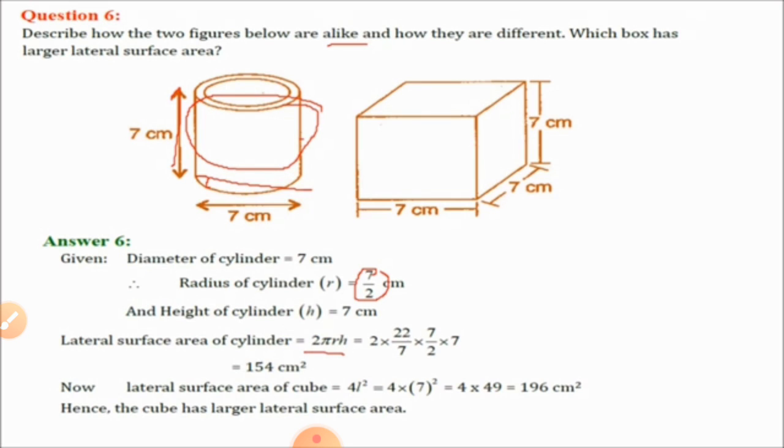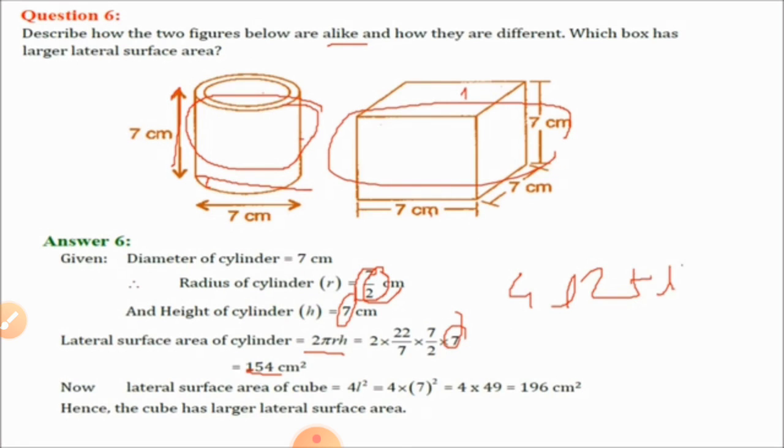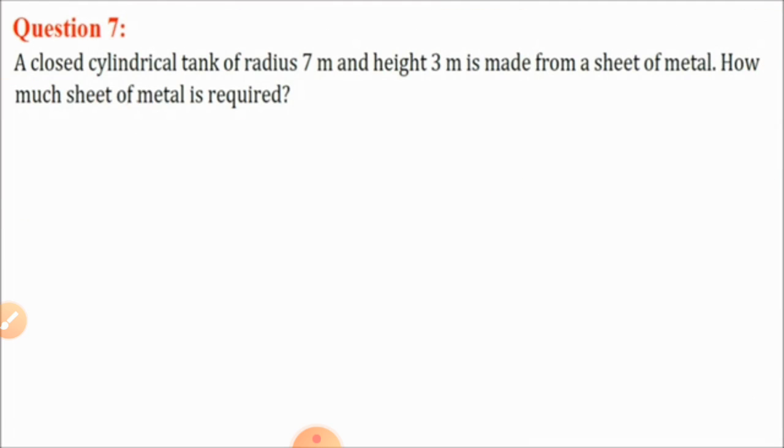Height of cylinder is equal to 7 centimeter. Lateral surface of cylinder is 154 centimeter square. Now, lateral surface of cube is equal to 4L square. 4 into 49, that means 196. Hence the cube has larger lateral surface. Lateral means top and bottom are not to be taken. Base and top are not included.